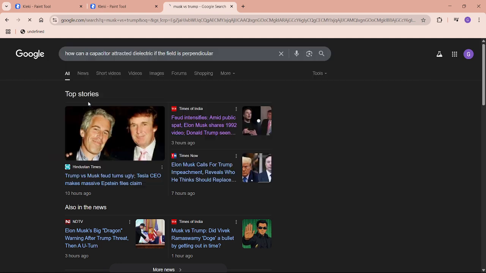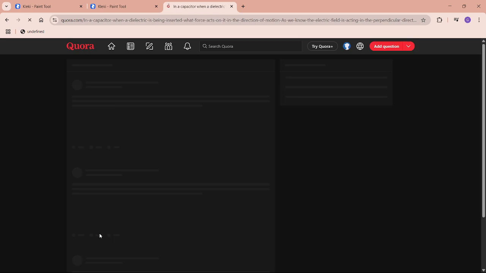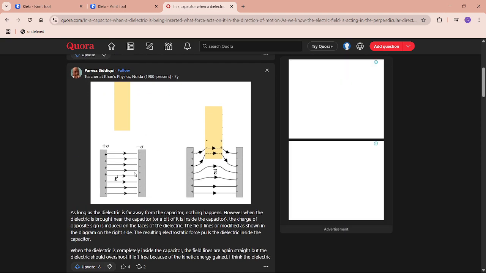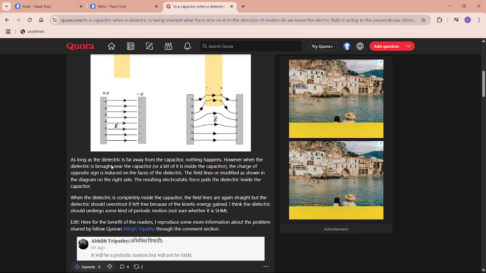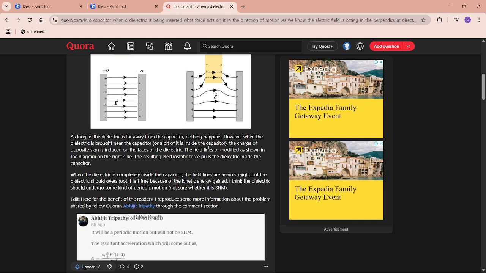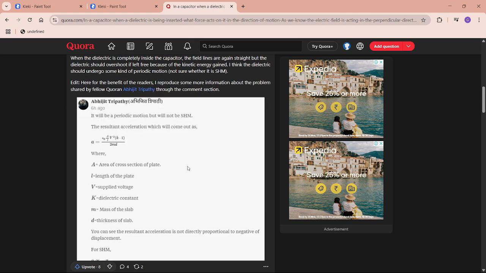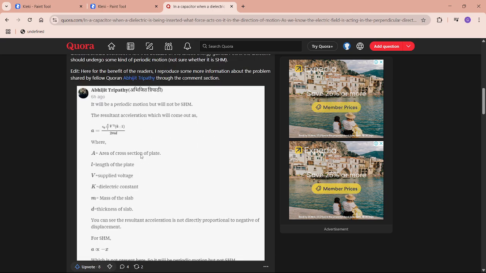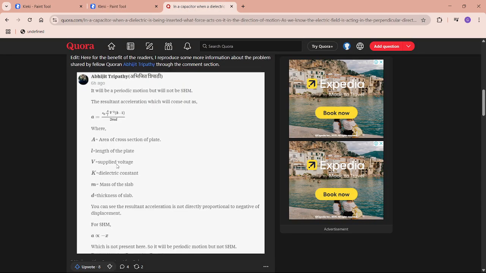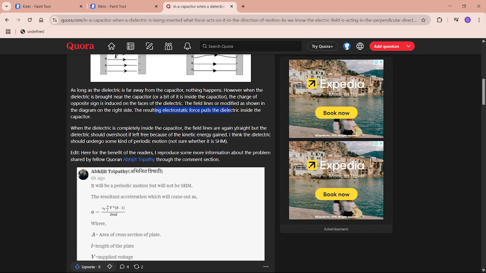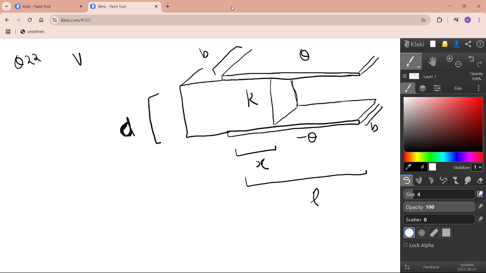Found a good diagram here. This one. As long as the dielectric is not there, nothing happens, or there's no induced charge. The field lines are modified, resulting in a pull on the dielectric, and some kind of periodic motion, not SHM, happens. We can also prove this another way. We cannot think of this during the exam.